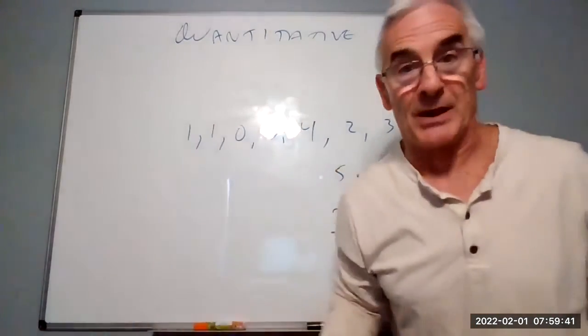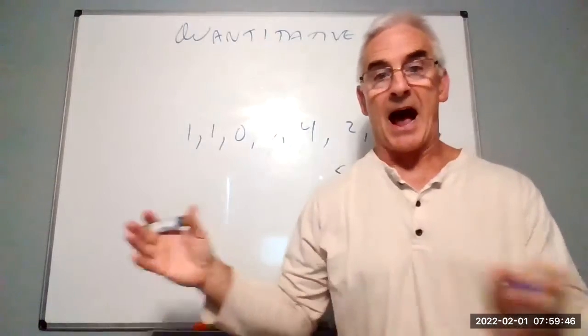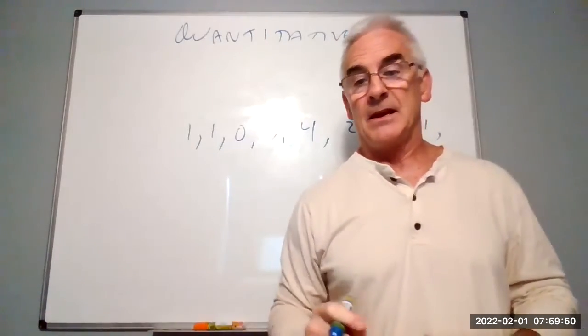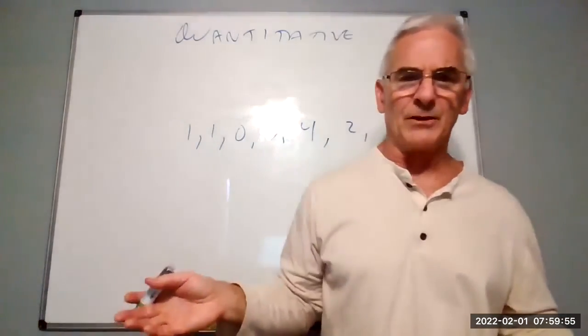Like, how many children do you have? How much money did you make last year? There's a number there that has meaning. I can add it to other numbers. I can find averages, things of that nature. If I said, who did you vote for? There's no numerical value with who you voted for.